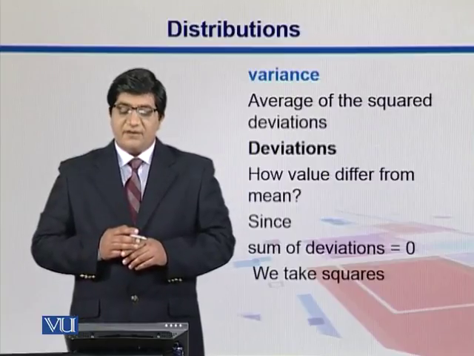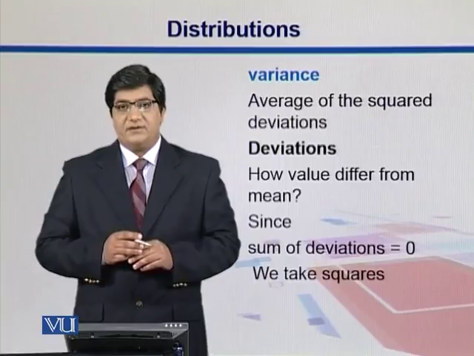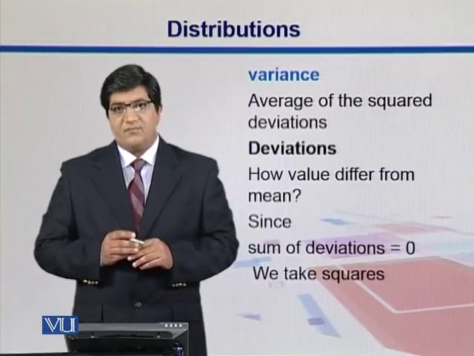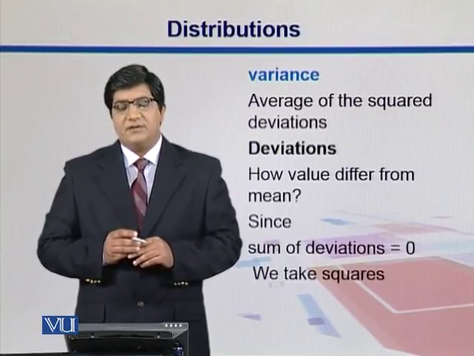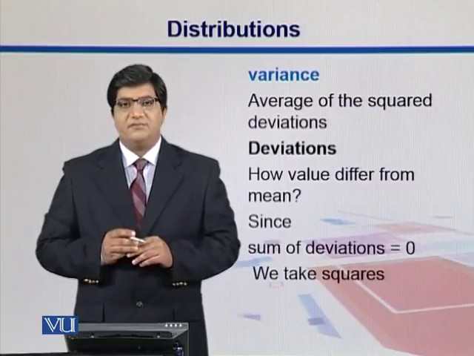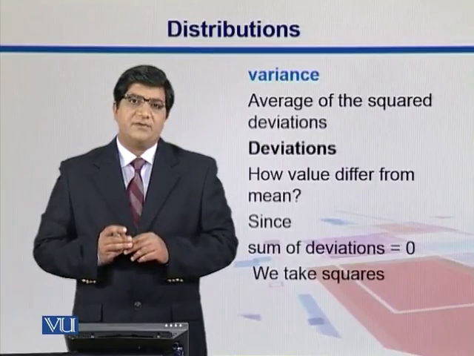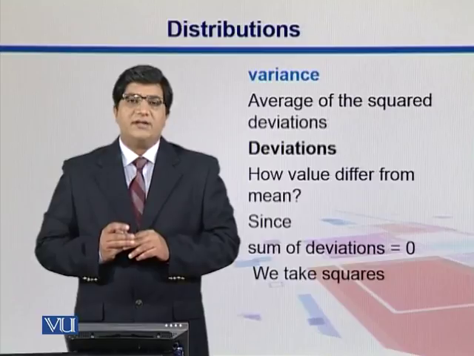A variance is the average of the squared deviations. So we take these deviations and we square them. Why do we square them? Because the deviations are calculated from the mean. So anything which varies from the mean, we take that number and subtract the mean from it. So that gives us a deviation.